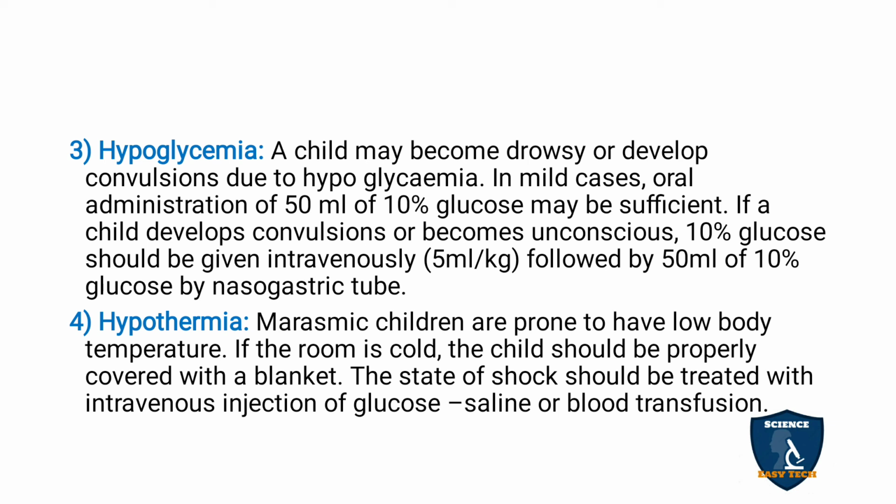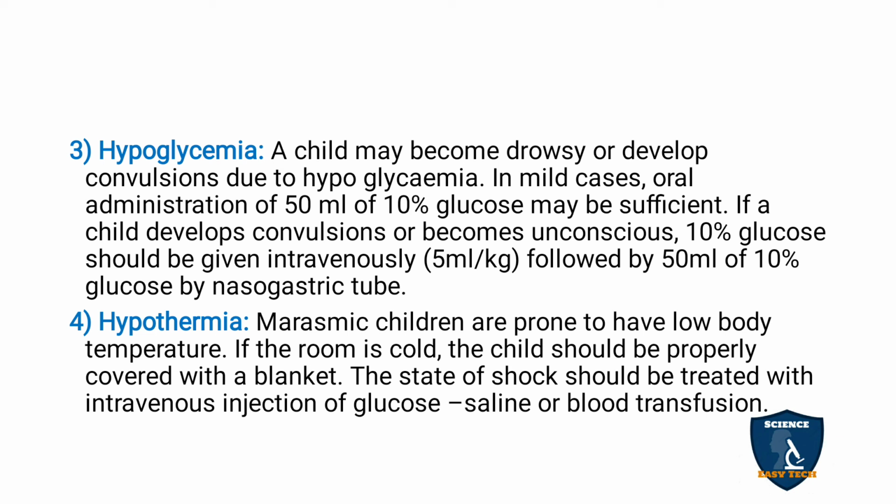That is the calculation of the dose: 5 ml per kg of the child, followed by 50 ml of 10% glucose by nasogastric tube. Next, hypothermia. Marasmic children are more prone to have low body temperature. If the room is cold, the child should be properly covered with a blanket.